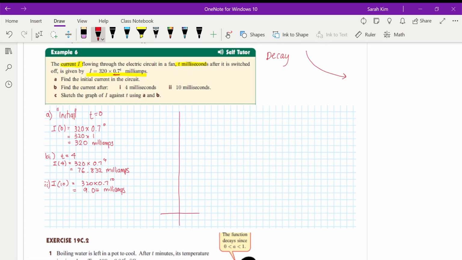Alright, I'll draw big because I've got enough space, why not? Alright, the things I need is my I, which is current, in milliamps. Alright, so there's some information. My T is in milliseconds. Now, let's see what values I need on my axes. My biggest value is 320. My smallest value is 9. So I just got to make sure I fit them in.